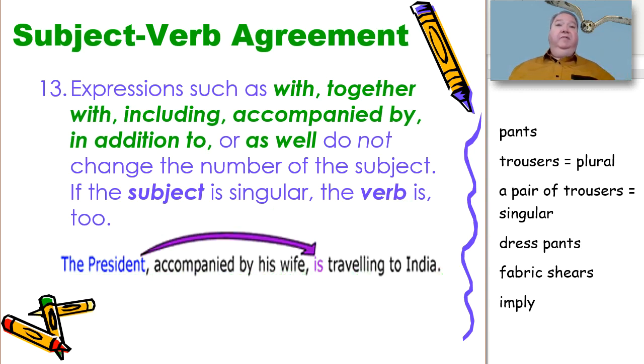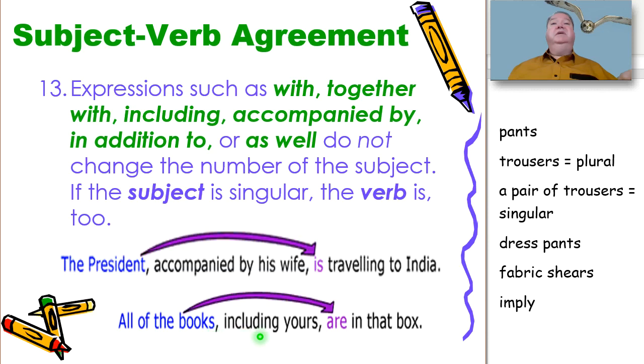How many people are traveling to India? Well, the president and his wife, two people. What's the subject of the sentence? The president is traveling to India. Remember, don't be confused by a phrase that comes between the subject and the verb.